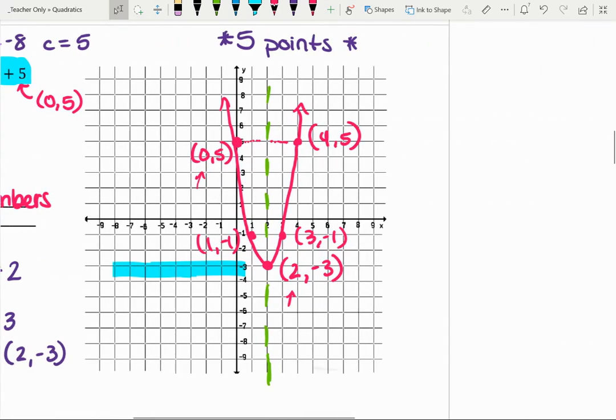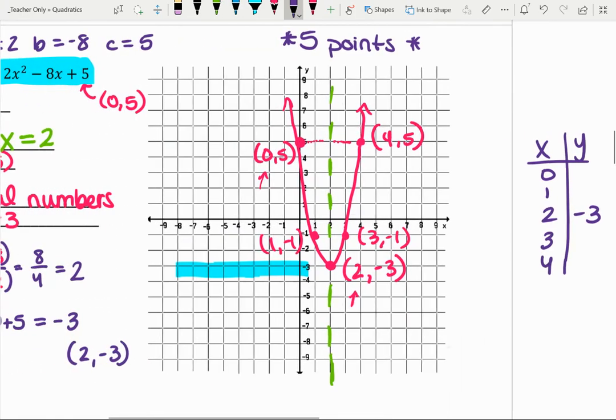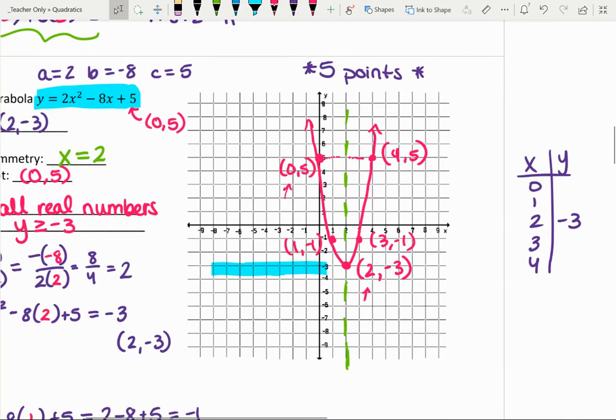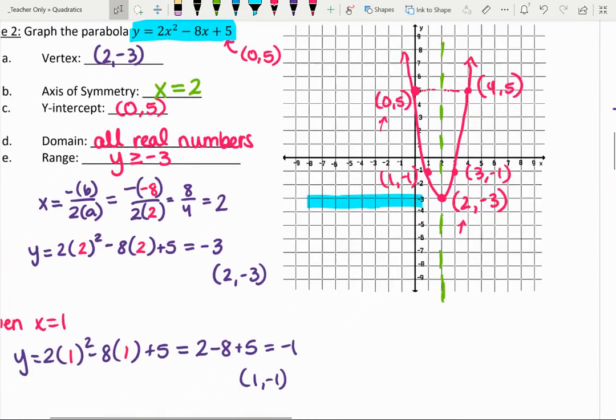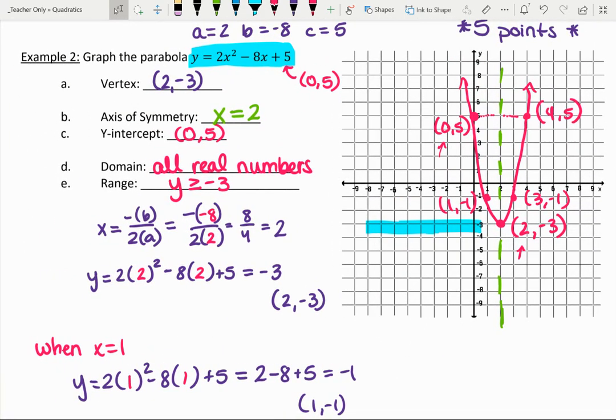Another strategy that I've seen used is making a table of values and putting the vertex right in the middle of the table and then picking other x values based on the vertex. If that's a strategy you'd like to explore, obviously it's an option too. So we're going to do one more example together. Again, if you feel that you need to take a break or rewind or watch something again, please do that.